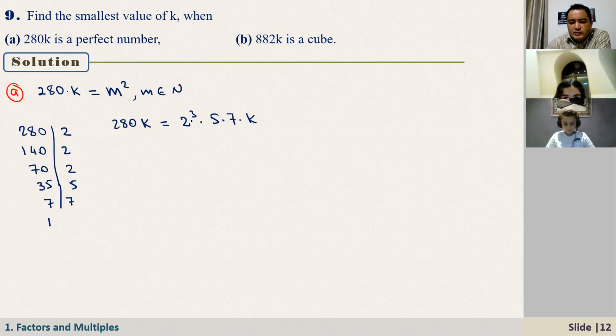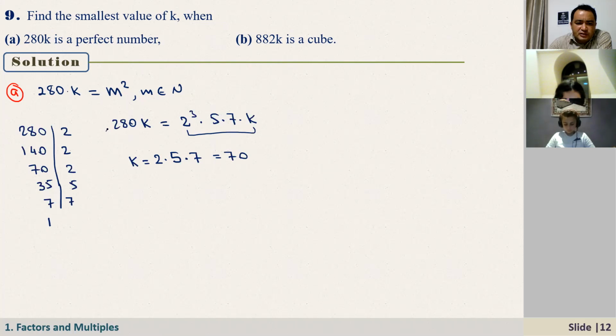So what must be the value of k so that this number becomes a perfect square? And it says the smallest value, though we have a lot of possible numbers. So k must have a factor of 2, and I need one more 5 here. If I put 5, it will be 5 squared. And here we need to also have 7. So k is 70.